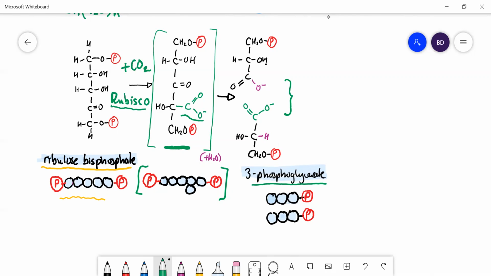So in order to turn this into a carbohydrate, we've got to do some reduction. And it's not surprising it's too oxidized, because you started off with ribulose bisphosphate, which is a carbohydrate, and then you add CO2 to it, and the carbon in CO2 is very oxidized, so obviously the products are going to be more oxidized than a carbohydrate.